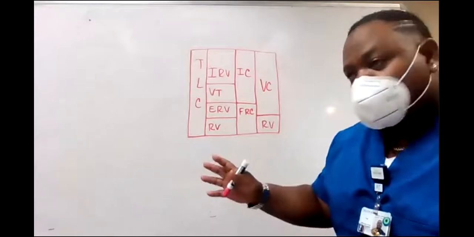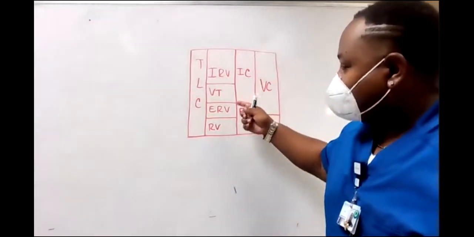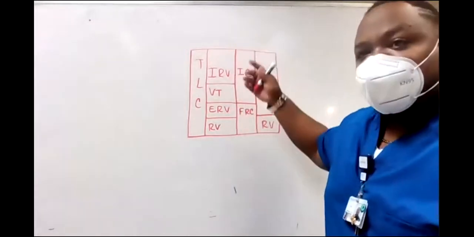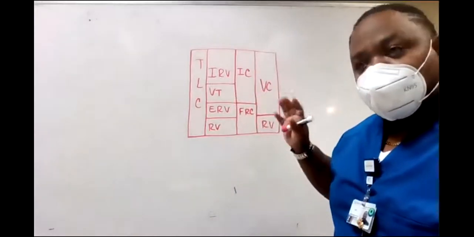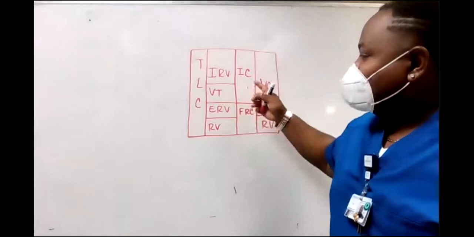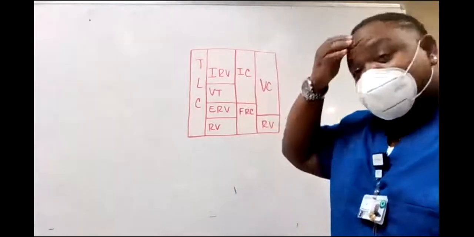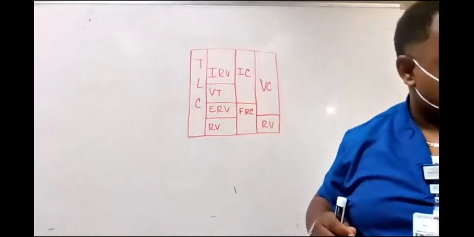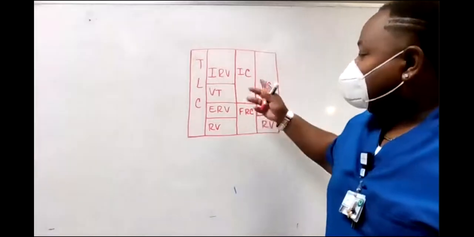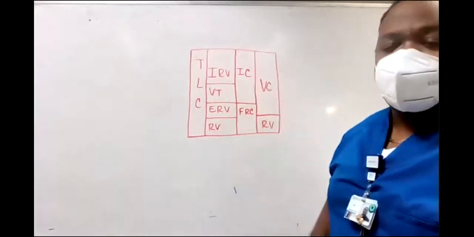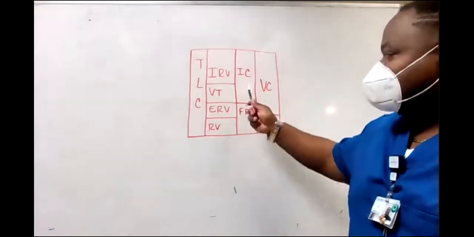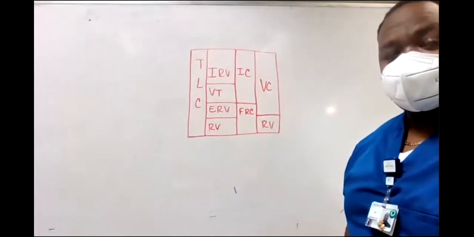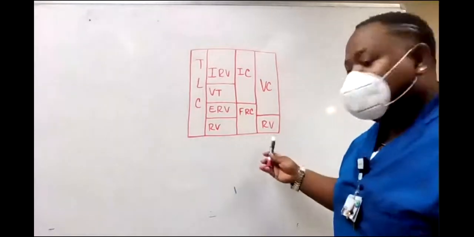Be able to say it in words, which is the maximum amount of air that can be inhaled following a quiet exhalation. That's one of the definitions for it. Or I can say IRV plus VT. That's another way of saying it, right? And then you need to be able to say it is 3.6 liters, because IC is 3.6. That's how you have to be able to do it.